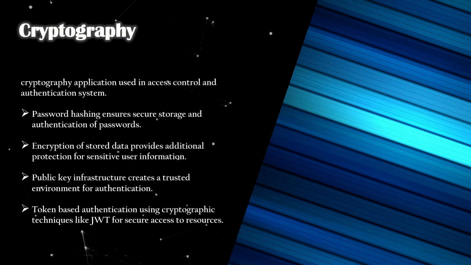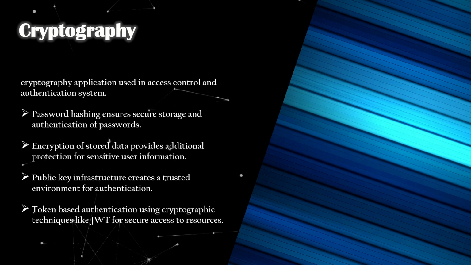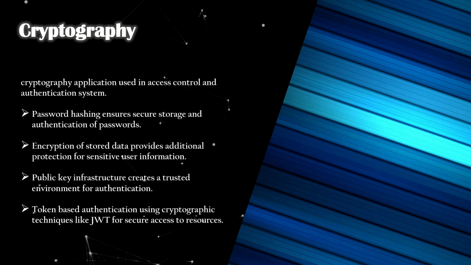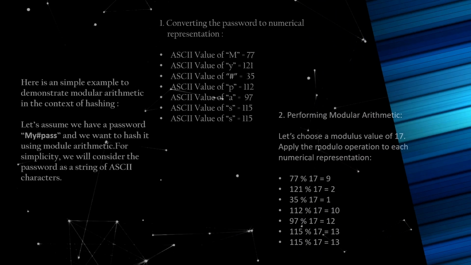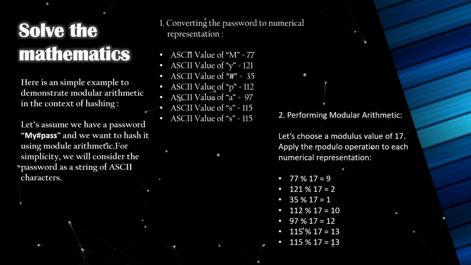Let's talk about cryptography and its application in access control and authentication. Password hashing ensures secure storage and authentication of passwords. Encryption of stored data provides additional protection for sensitive user information. Public key infrastructure creates a trusted environment for authentication. Token-based authentication uses cryptographic techniques like JWT for secure access to resources.